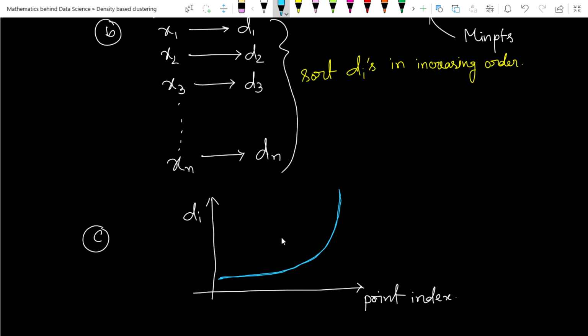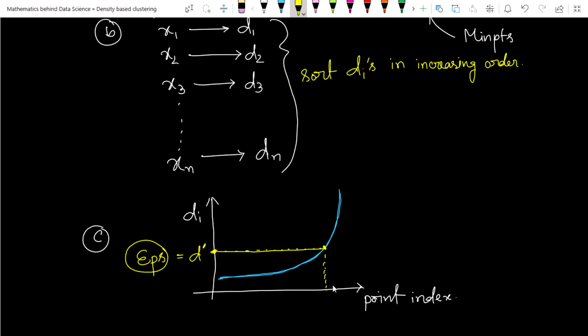So using this plot, we have to decide the right elbow value. Suppose after this stage we get a constant, not much increase. It means the distance value is not changing much. So we will choose this as our right elbow value, and this value will be our epsilon.